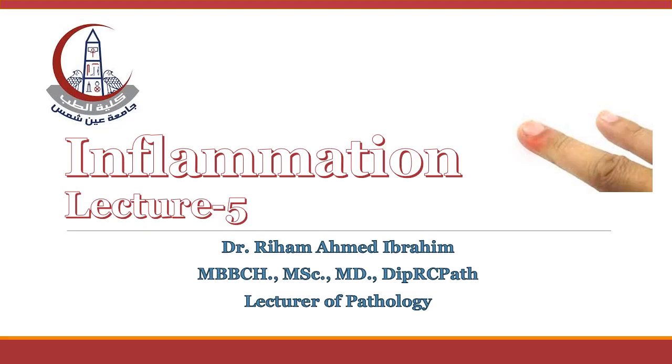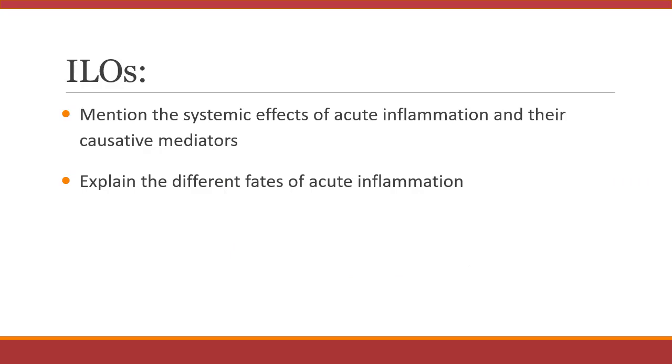Dear students, this is lecture number 5 in the topic of inflammation, and this is the last one dealing with acute inflammation. We will have 2 remaining lectures dealing with chronic inflammation and bacterial infections of the blood. At the end of this lecture, we should be able to mention the systemic effects of acute inflammation and their causative mediators, and also to explain the different phases of acute inflammation.